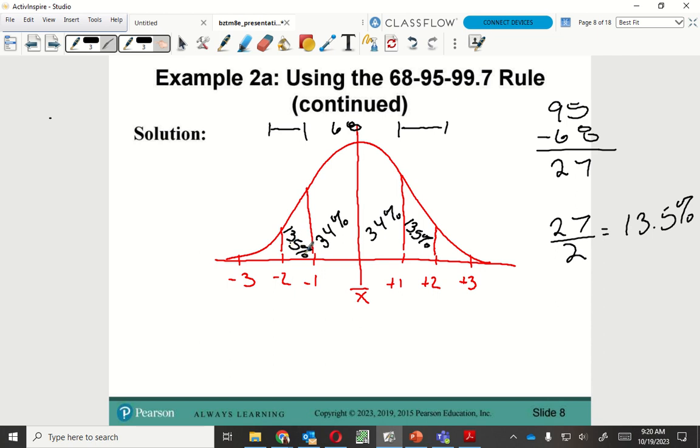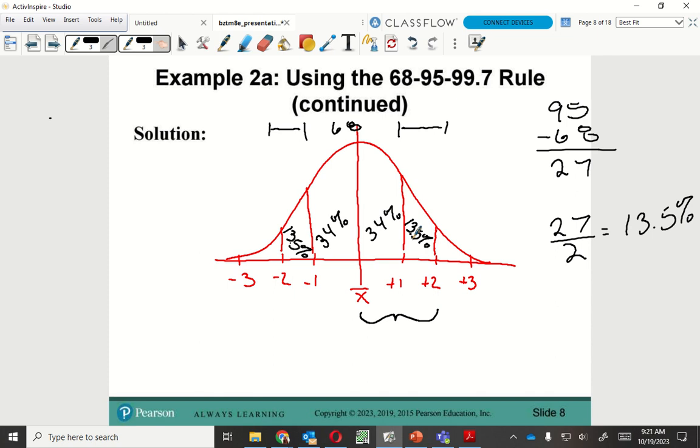So we're filling in because some of the questions they're going to ask you are going to be super weird questions. They're going to be like, all right, from the mean to plus 2, what percent would be from the mean to plus 2? You're like, okay, from the mean here to plus 2, I would add those two together, wouldn't I? Yeah. So that's how I would do that.